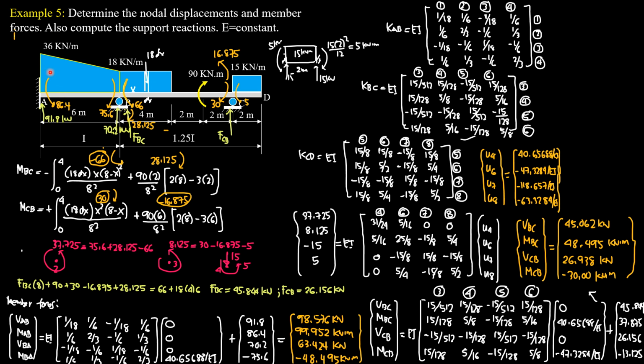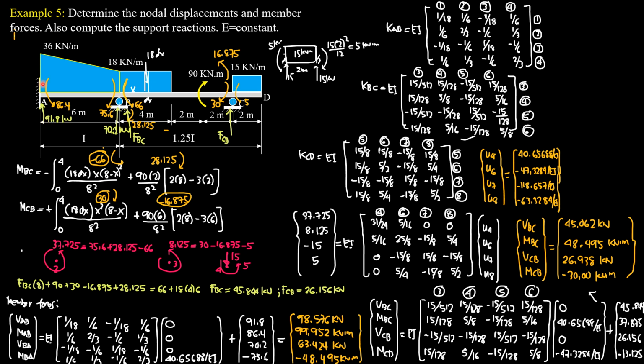So W is 18 times 6 square over 12 plus 18 for the triangular load, 6 square over 20. Check if it is 86.4. Again, 18 times 6 square over 12 plus 18 times 6 square over 20 is 86.4. On the other side, 18 times 6 square over 12 plus 18 times 6 square over 30, 75.6.